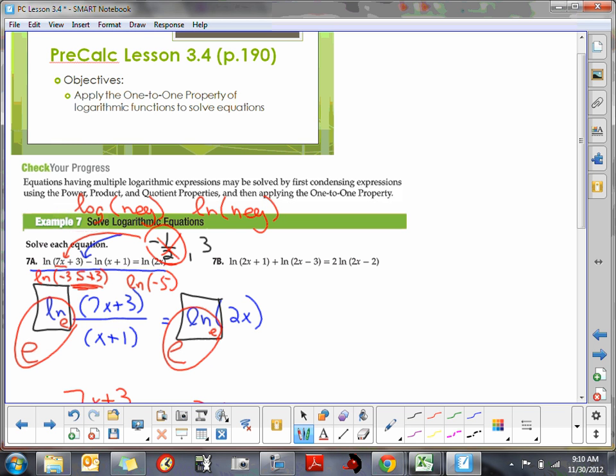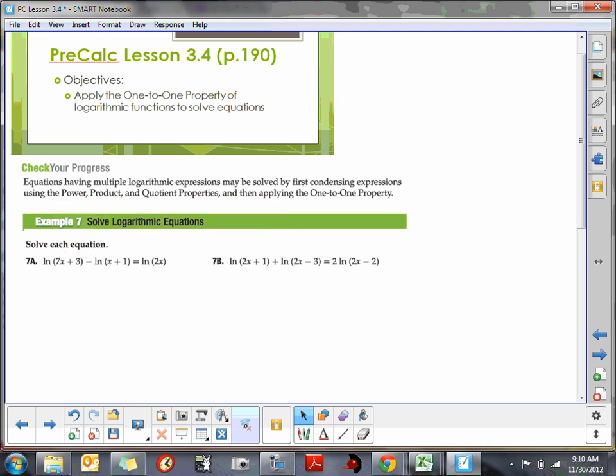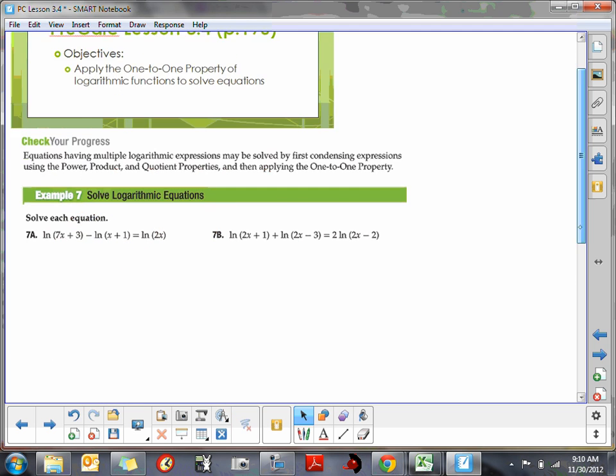It can't be used. If we put in a 3, 3 times 7 is 21 plus 3, no problem there. 3 plus 1 is no problem. 3 times 2 is no problem. They're both positive. So really, in the end, all we're going to get for a solution on this one is a solution set of 3. So check your solutions to make sure that they're going to work in the original equation, because sometimes you're going to have to get rid of some because they don't work in the logarithm.